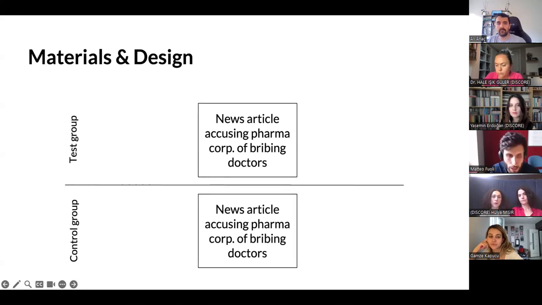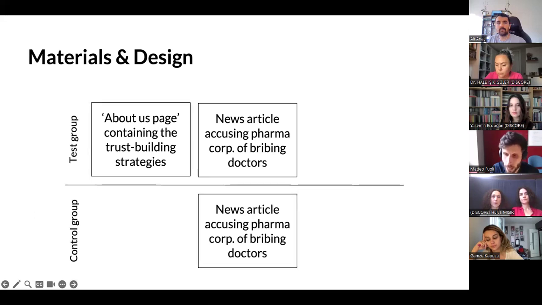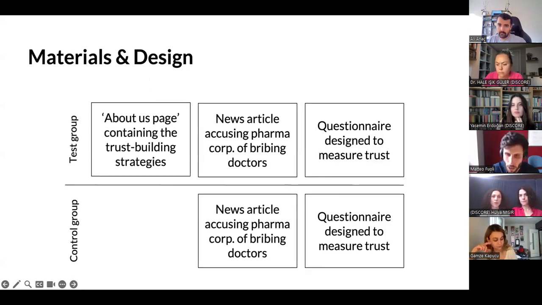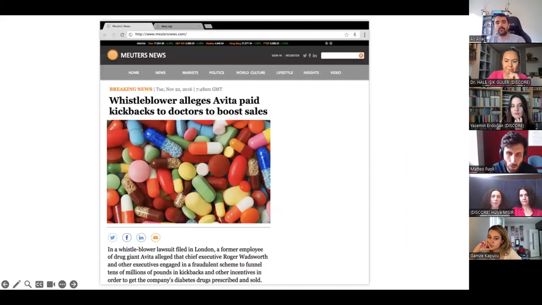Now, before reading the newspaper article, the participants in the test group also read an About Us page from the pharmaceutical company's website, which contained the same strategies that we've just talked about. And both groups of participants, after reading the stimulus texts, were asked to fill out the same questionnaire measuring their trust in the accused company. This is what the newspaper article looked like.